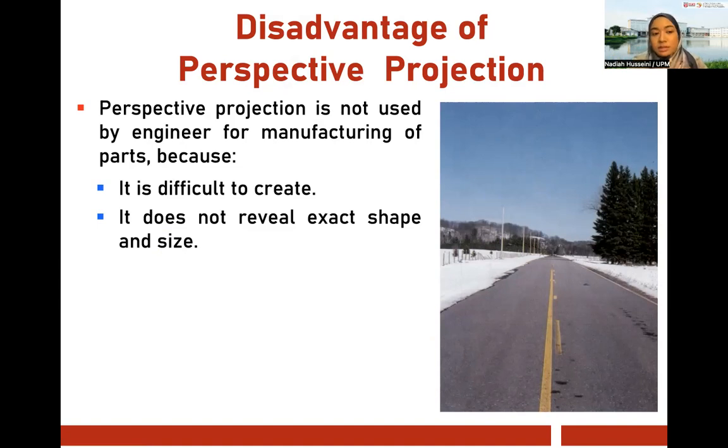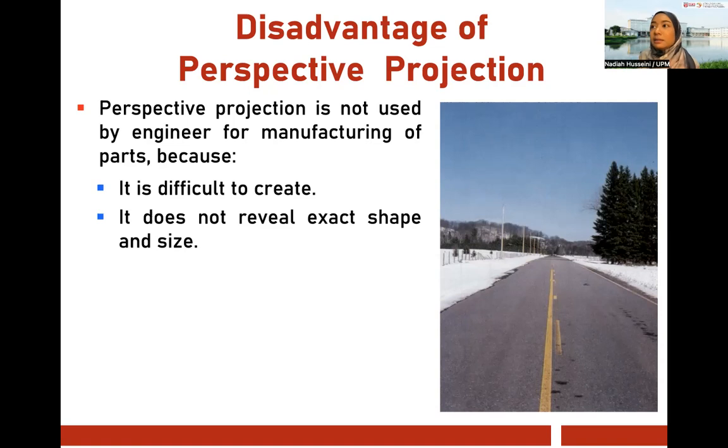But our brain processes it as, you know, a regular road lah, walaupun nampak rupa macam ni kan. So perspective projection is difficult to create. Kita kena imagine betul-betul macam mana nak lukis semua tu ataupun kena buat skala tu. And it does not reveal the exact shape and size.